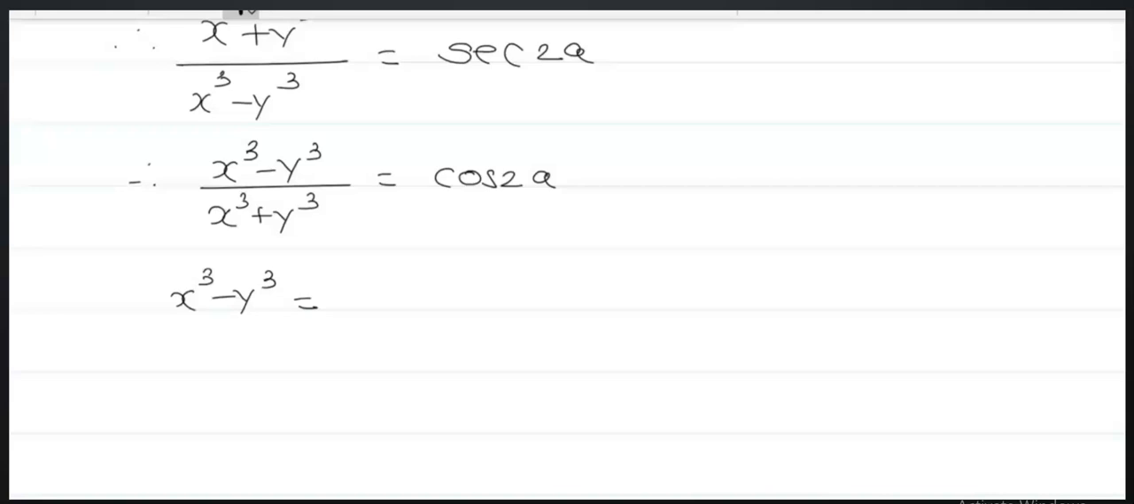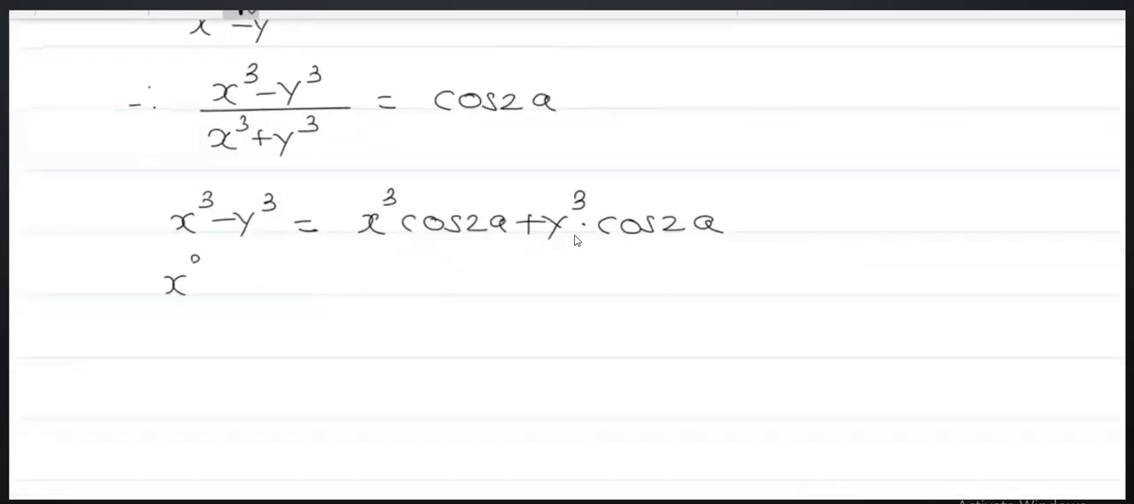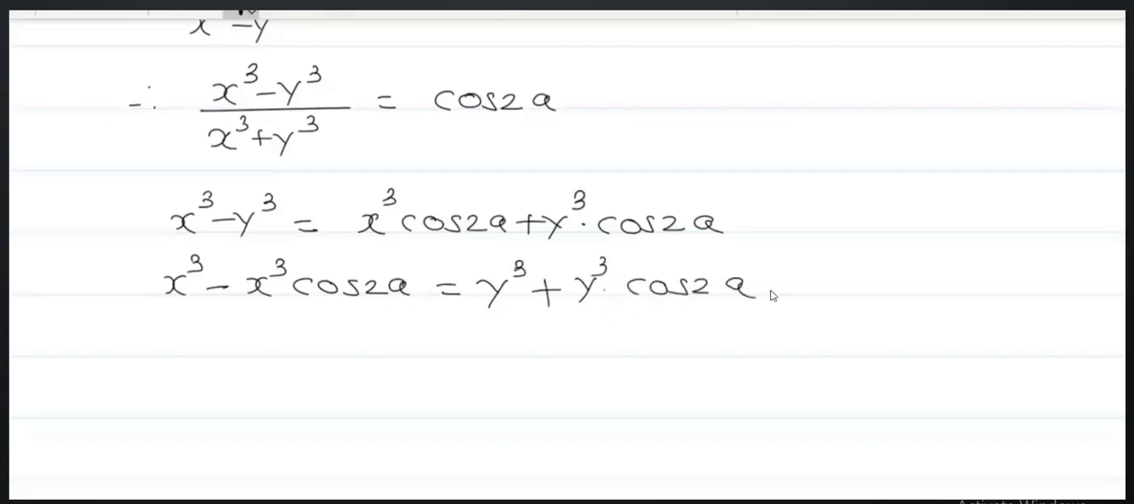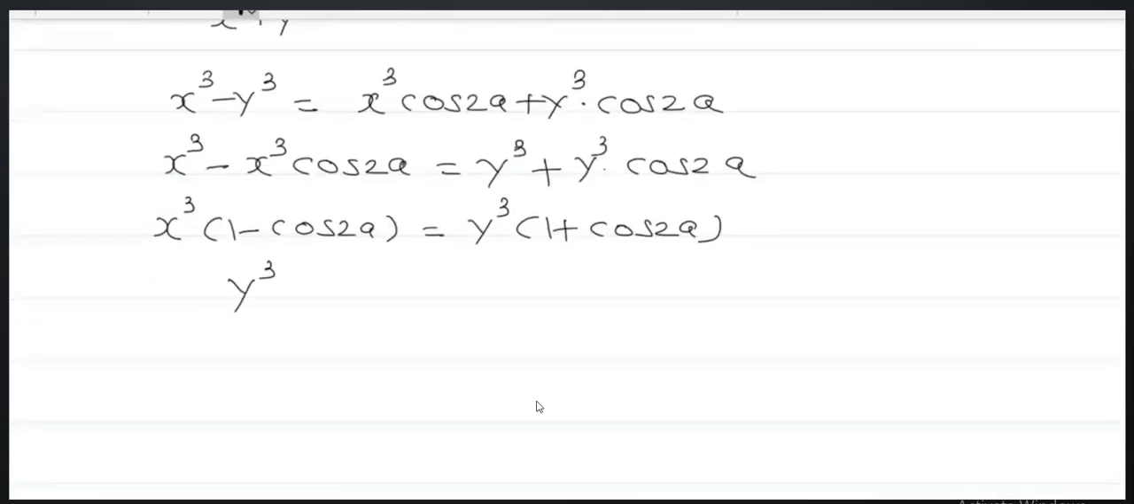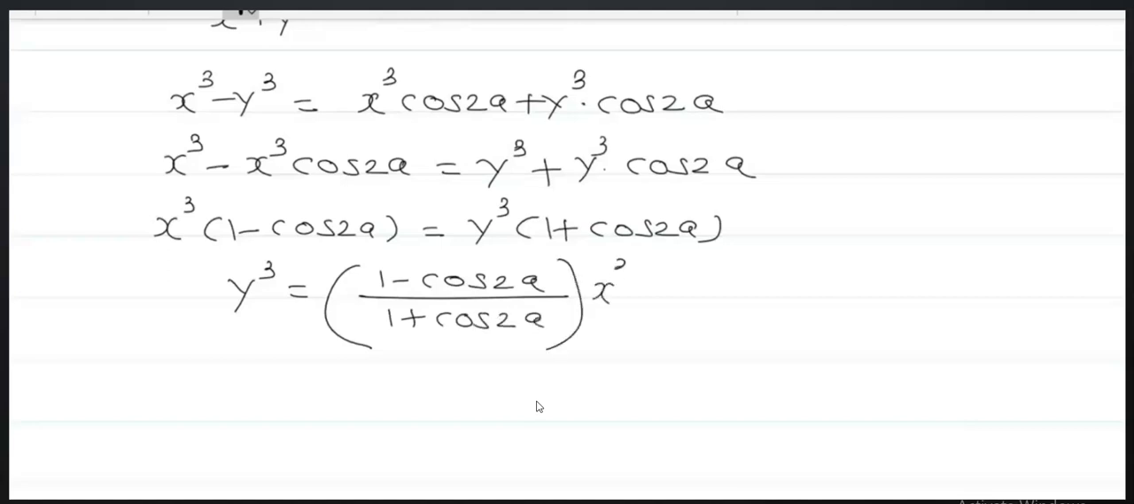That is, x cube minus y cube is equal to, if we multiply it, x cube plus y cube, that is x cube cos of 2a plus y cube cos of 2a. x cube minus x cube into cos of 2a is equal to y cube plus y cube into cos of 2a. Collect the terms: x cube (1 minus cos of 2a), y cube (1 plus cos of 2a). Therefore, y cube is equal to (1 minus cos of 2a upon 1 plus cos of 2a) into x cube.